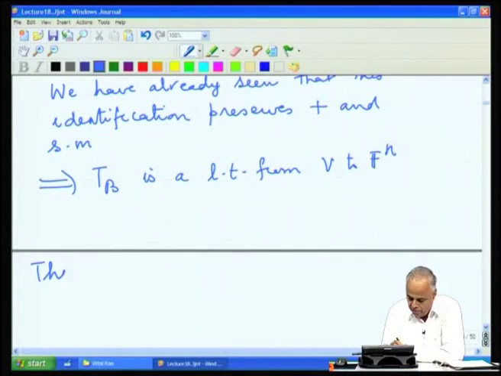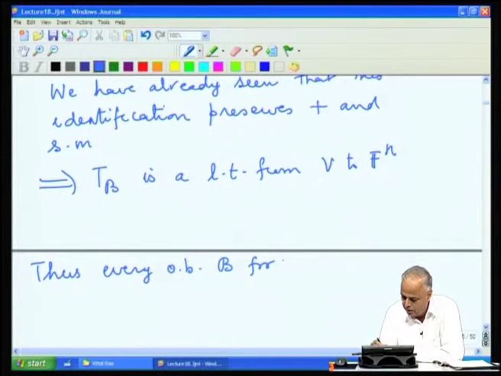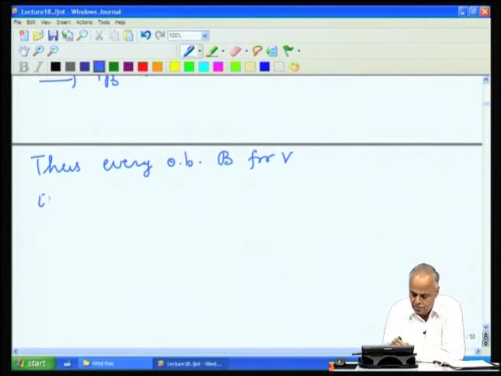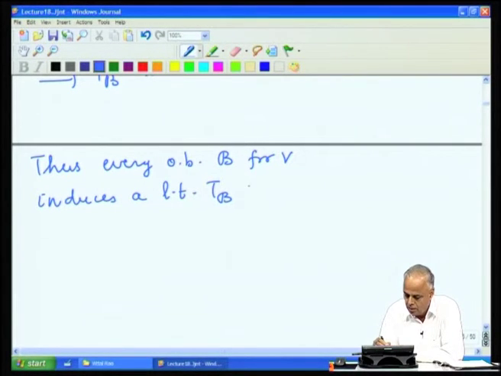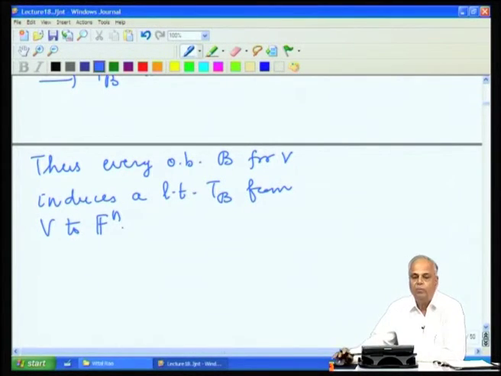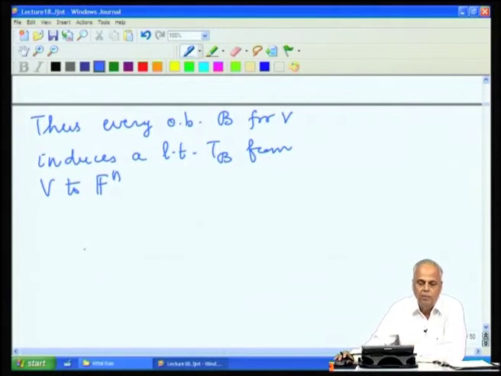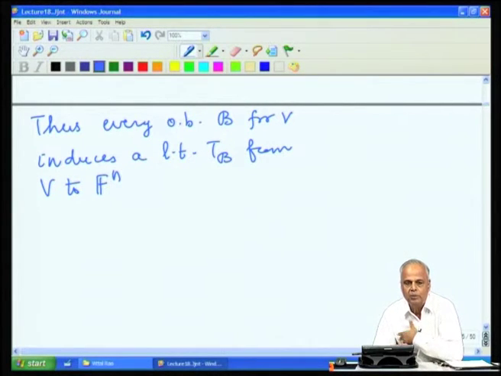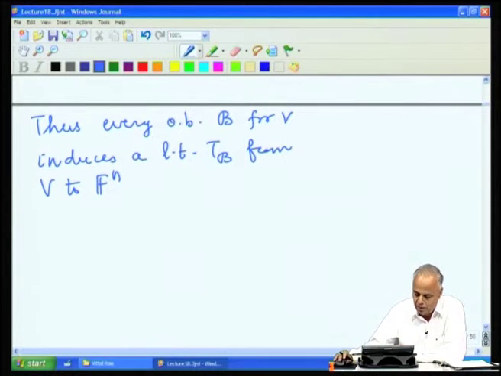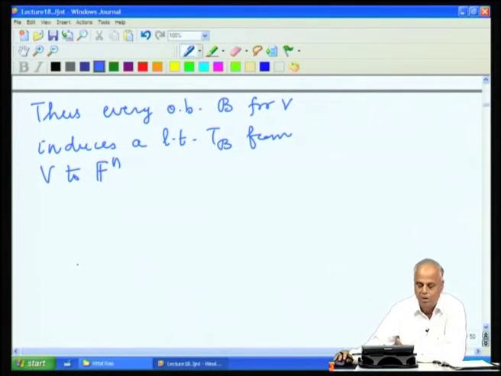So, thus every ordered basis B for V induces a linear transformation TB from V to Fn. Therefore, there are infinite number of linear transformations from an n dimensional space to Fn, because we could choose any basis and any order of that basis, and every time we get an ordered basis we have a TB corresponding to it. So, we already have a lot of examples of linear transformation.